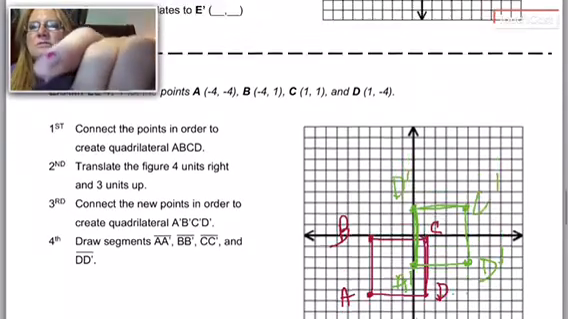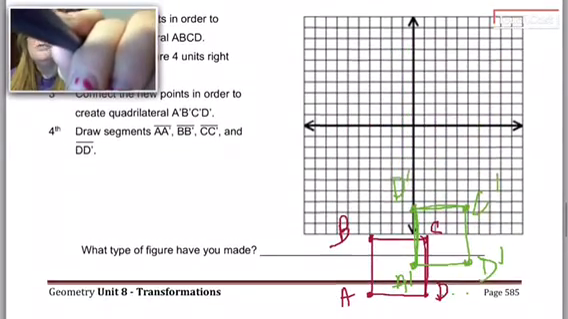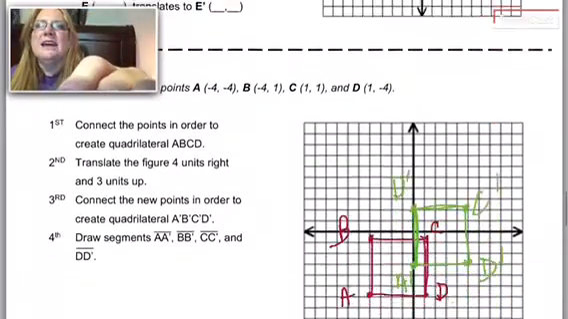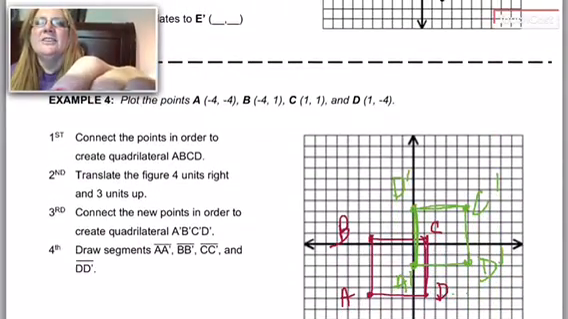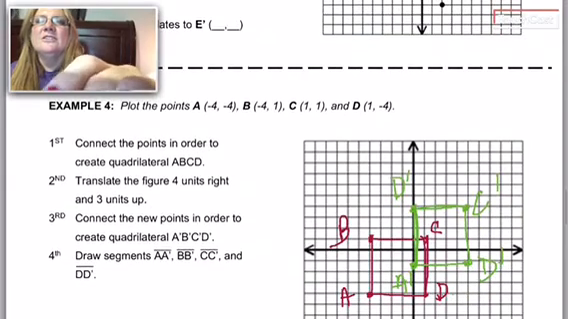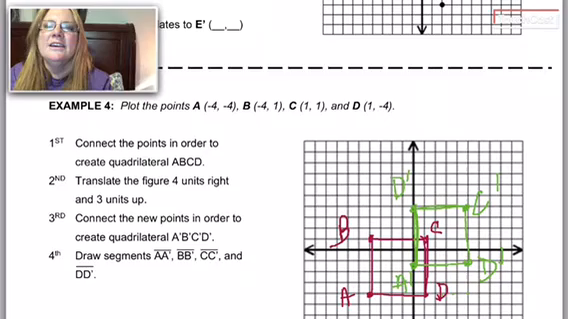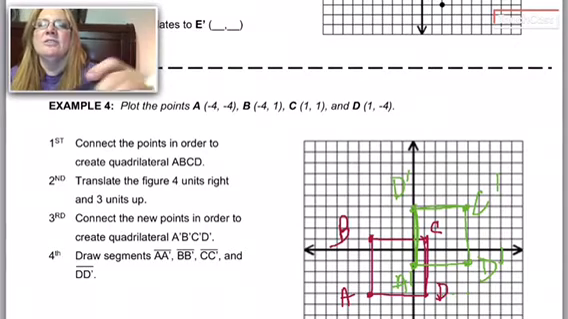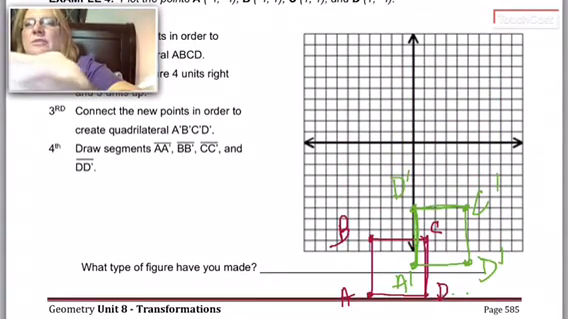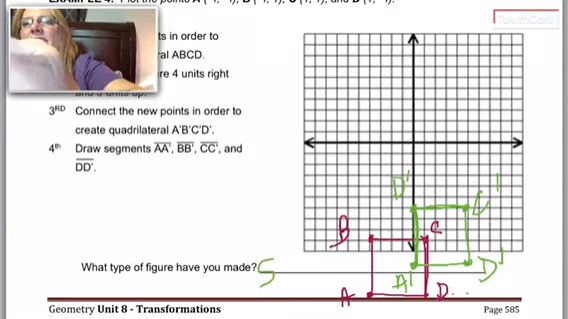Right, let me scroll up for a second. Yeah, because it asks the question, what type of figure have you made? And if we go back and look, and if you count, you can see that all the sides have a measurement of 5 units, and they're horizontal and vertical lines. So we have created a square.